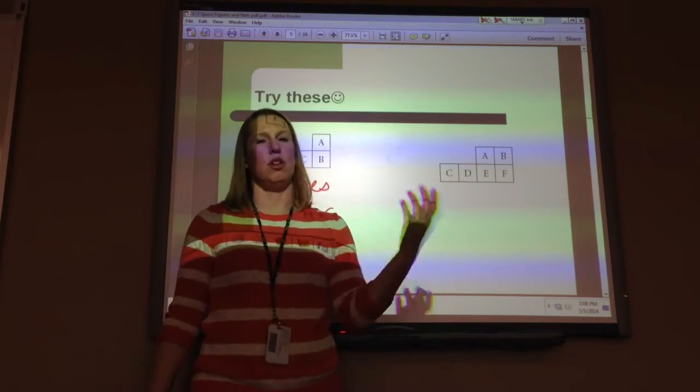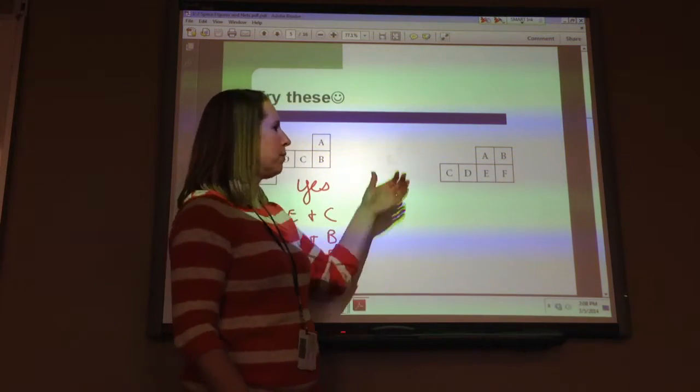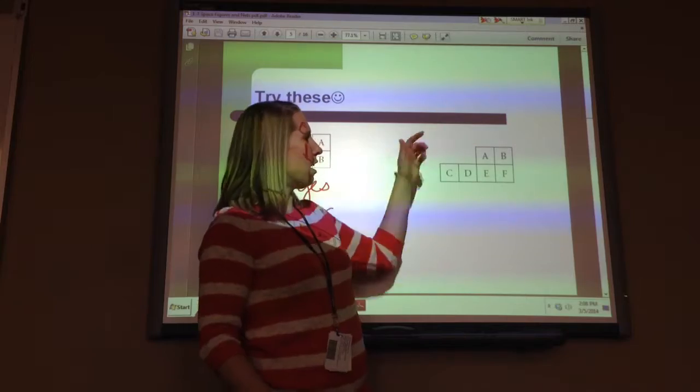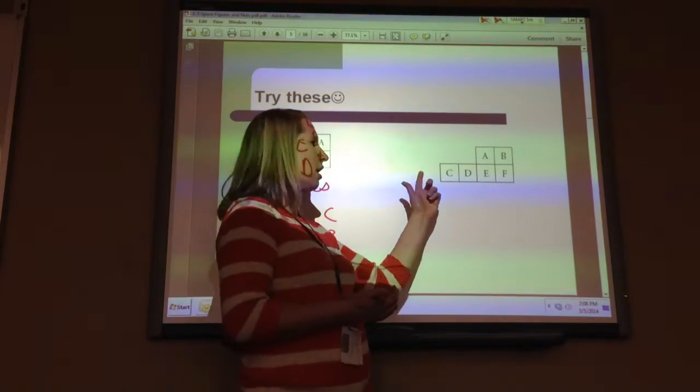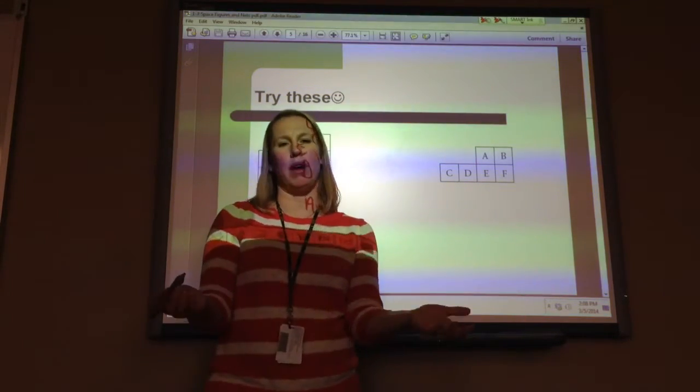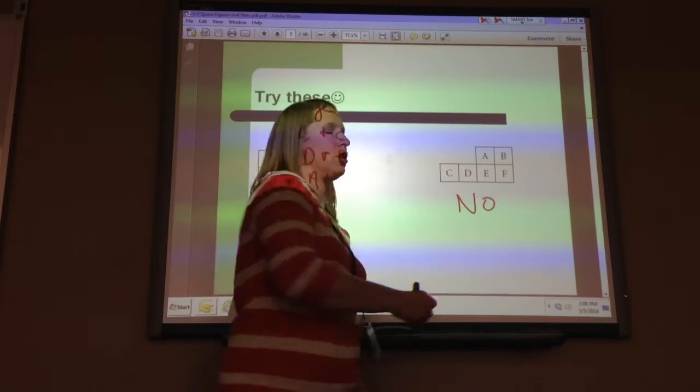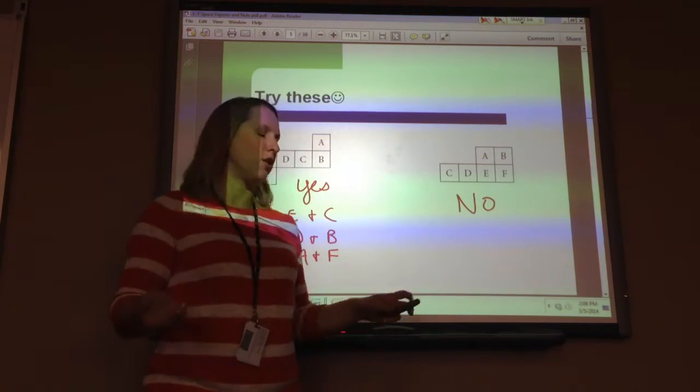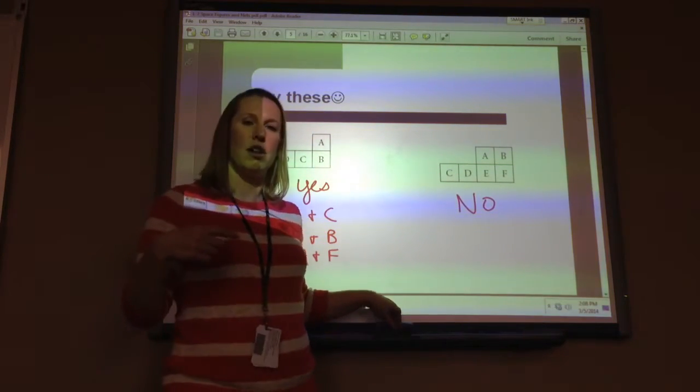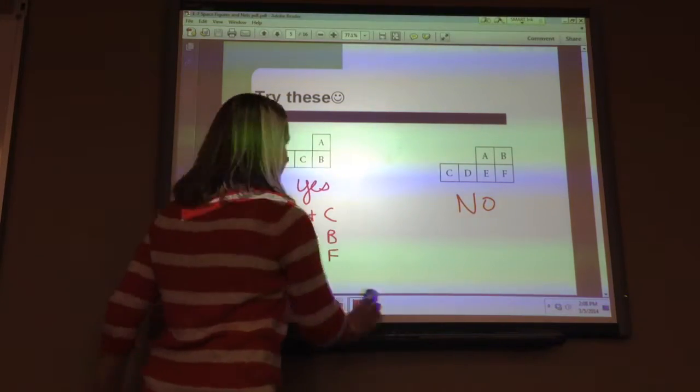This right here, there's no way to make it into a cube. If I fold this up, then I've got 2 sections there, and then I try to fold this over, and there's no way it would make a cube. So this would just be no. So you're going to have some questions where you have to decide whether or not that would fold into a cube.